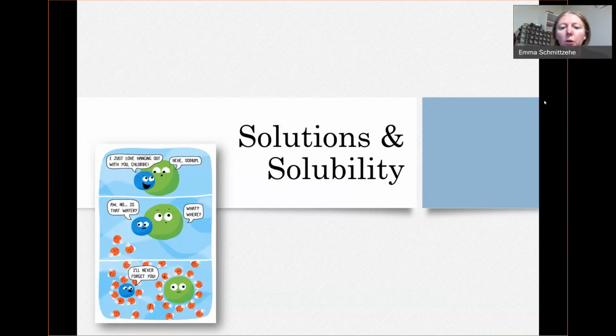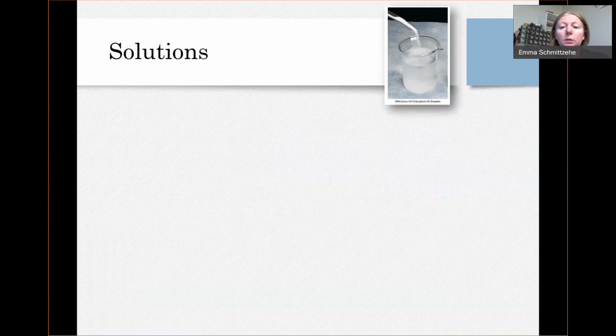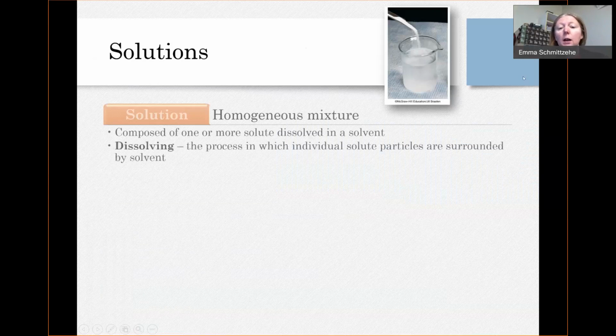Okay, I'm going to talk about solutions and solubility. So solutions, hopefully you remember what a solution is, but it's just a homogeneous mixture. And so you're taking something and dissolving it into something else. So say we have a beaker of water and we put in some salt and mix it and then it dissolves. So it is just a homogeneous mixture.